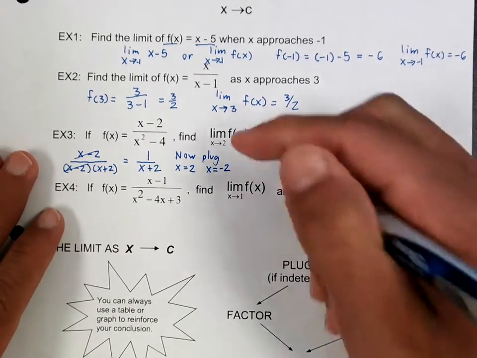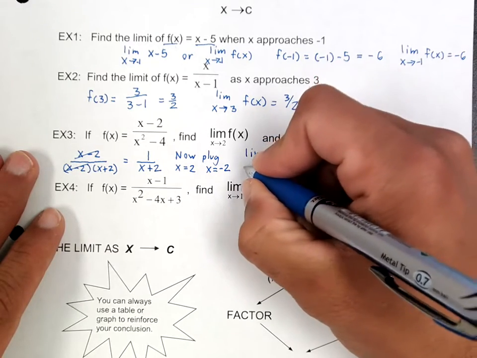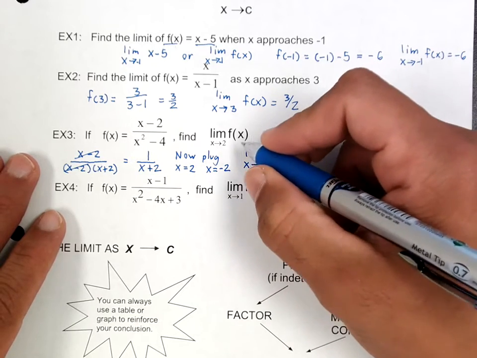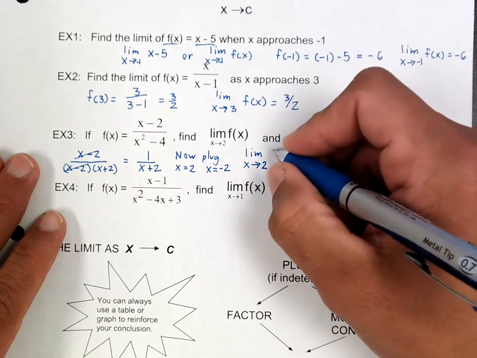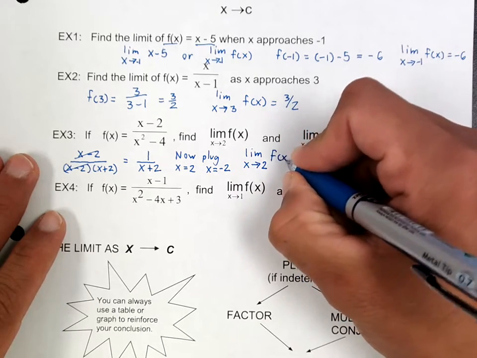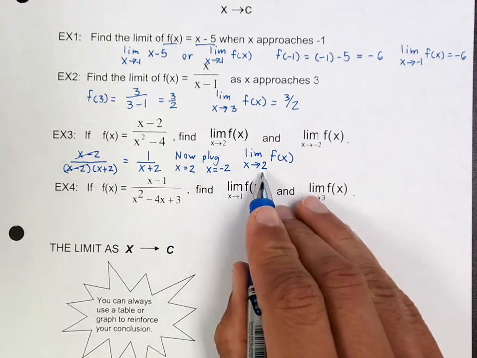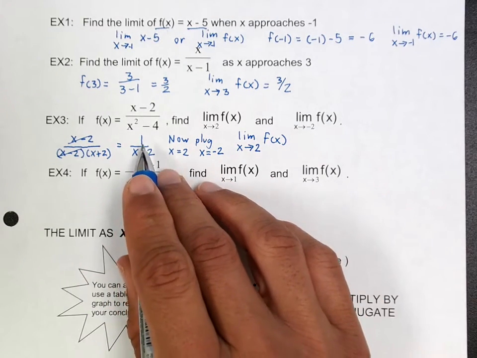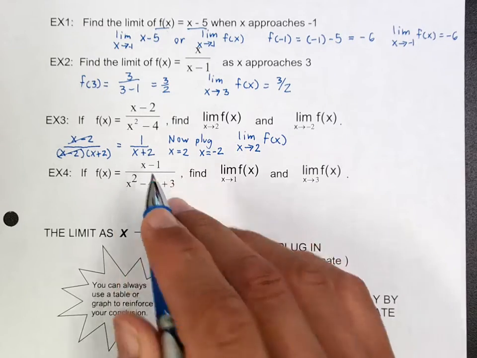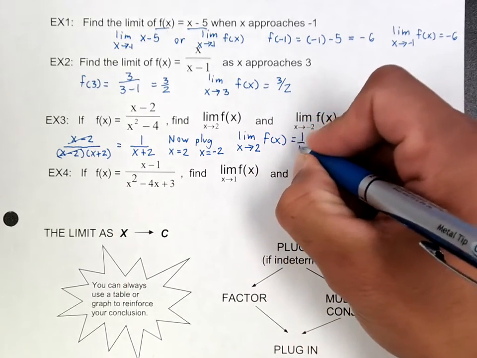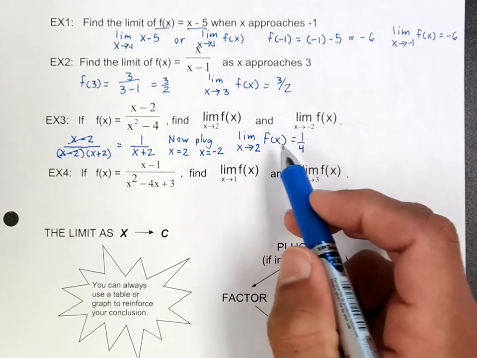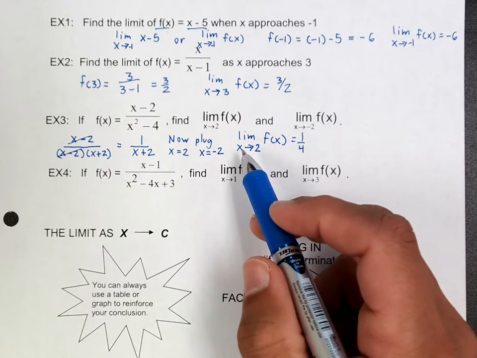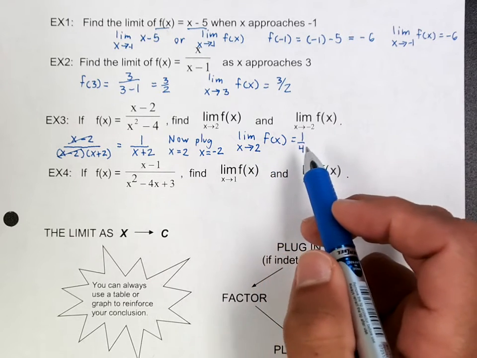In this case, I hate to be writing this much, but you have to write it. This is a mathematical operation. The limit as x approaches 2 would mean that I have to plug in a 2 into that equation, so I have 1 over 2 plus 2, which is 4. So this is 1 over 4. Again, do not write just f of x is equal to 1/4, because that's not true. You have to write the limit as x approaches 2 of f of x is equal to 1/4.